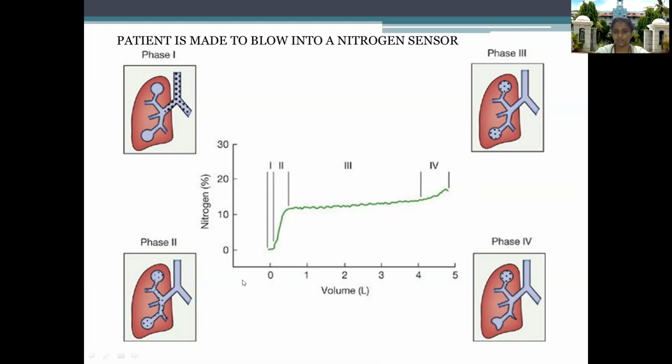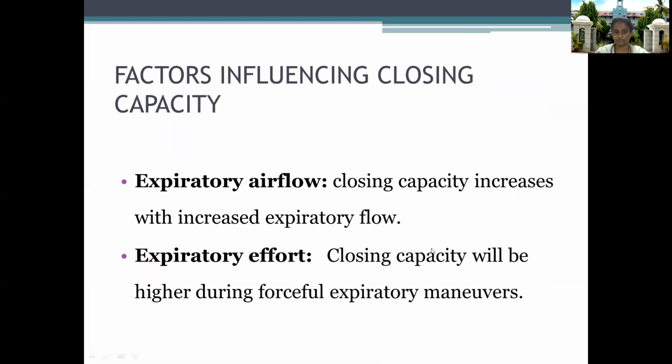So if say the total amount that we have measured is 5 liters being exhaled, then we know that the nitrogen concentration began increasing somewhere between 4 liters and 5 liters. So by subtracting the two, we can calculate the closing volume.